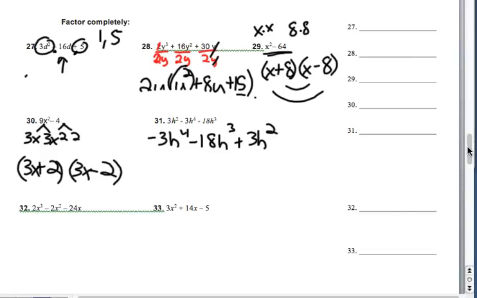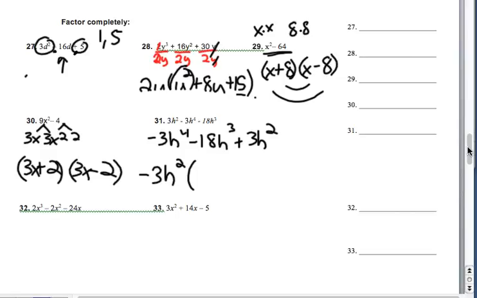So when I write them in order, now I see some things I can pull out. I want to pull out a negative 3. Each of those are divisible by 3, and because the first term is negative, I'm going to pull the negative out with it, because I've never taught you how to factor with a negative inside there. Then I see an h to the 4, h to the 3, and h squared. You can pull out the smallest exponent that you see. And when you do that, now let's see what we have left.